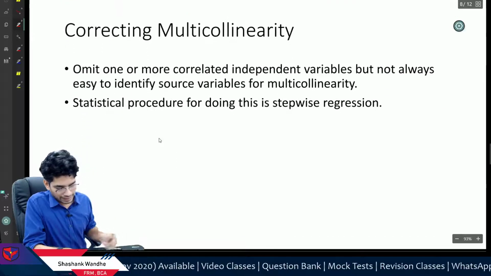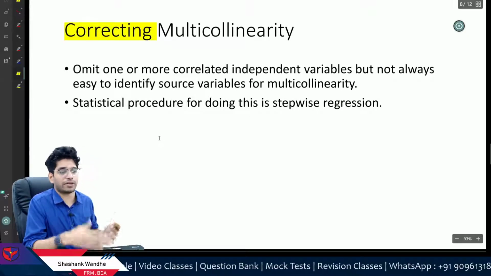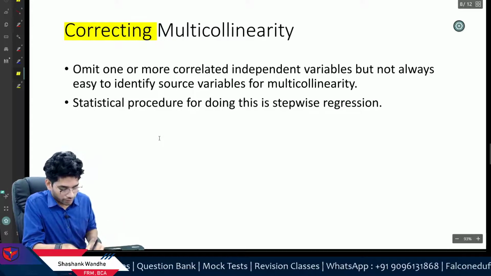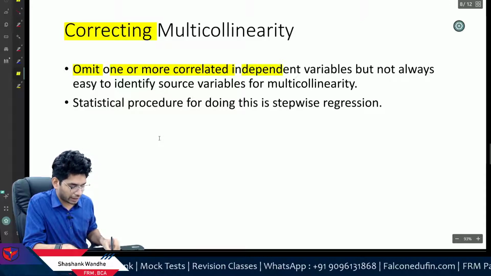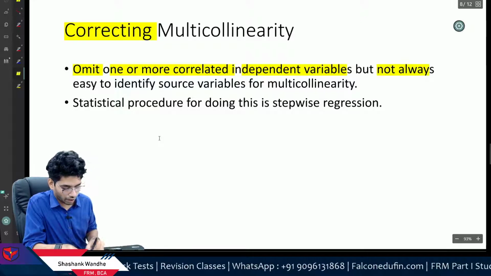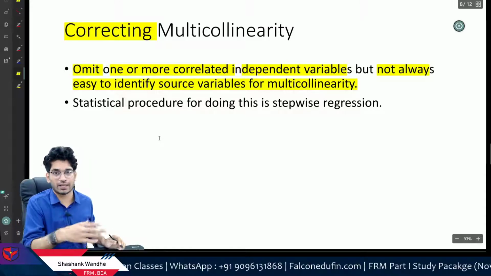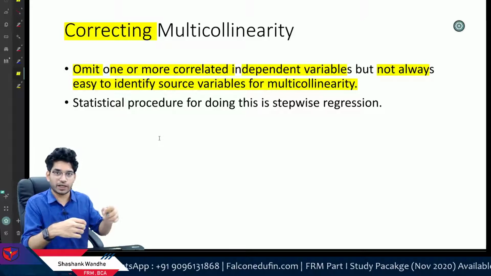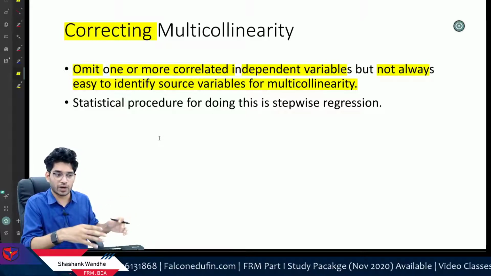Okay. Next is correcting the multicollinearity. Now what is correcting multicollinearity? Now you know the problem, you have to solve the problem, right? So the first way is to omit one or more correlated independent variables, but it is not always easy to identify the source of multicollinearity. It is very easy to discuss, and I am giving you an example which is very intuitive. Okay, where I am taking income, price of car, price of house and so on.